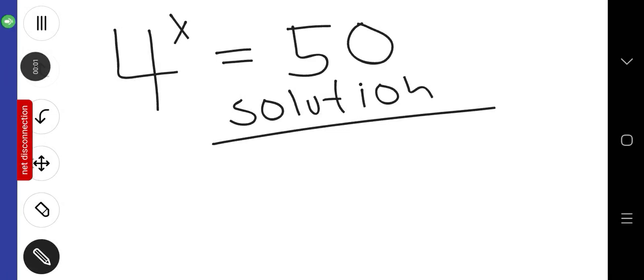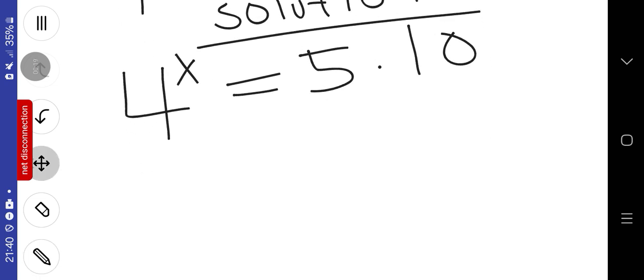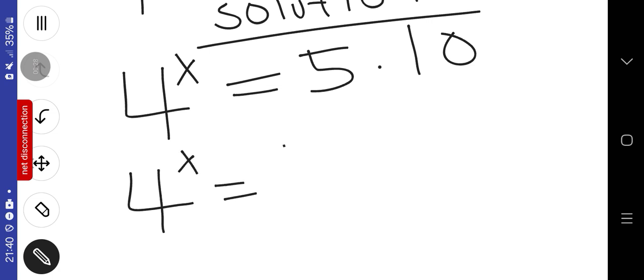All right, so we have 4 exponent x equals 50. Now we can write 50 as 10 times 5. So our equation becomes 4 exponent x equals 5 times 10. Now we can write 10 as 5 times 2. So our equation becomes 4 exponent x equals 5 times 5 times 2.